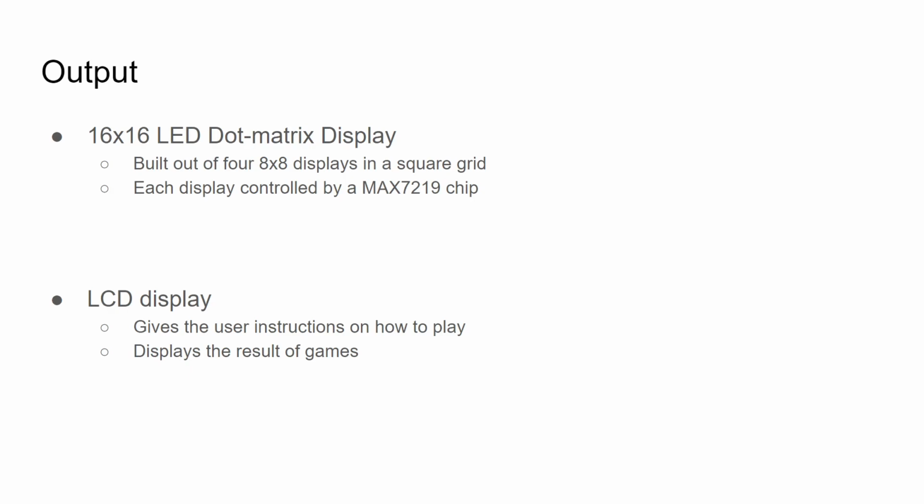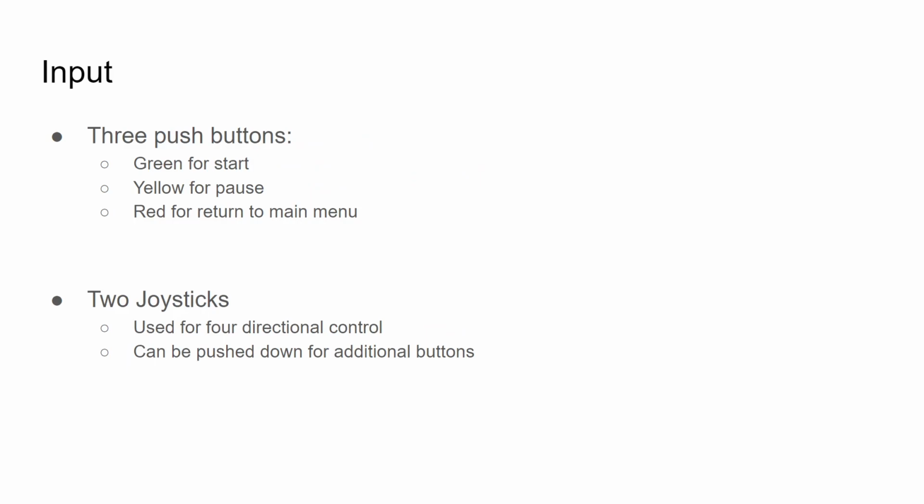In our proposal, we stated that we would use the LCD screen to display instructions and game results. We fully implemented this in our project, and the LCD screen will give the user instructions and declare who won the games throughout operation. For the user input, we have 3 push buttons and 2 joysticks.